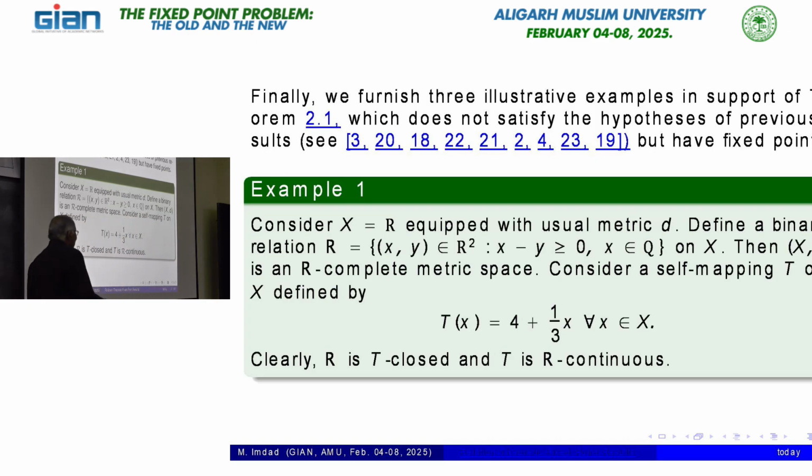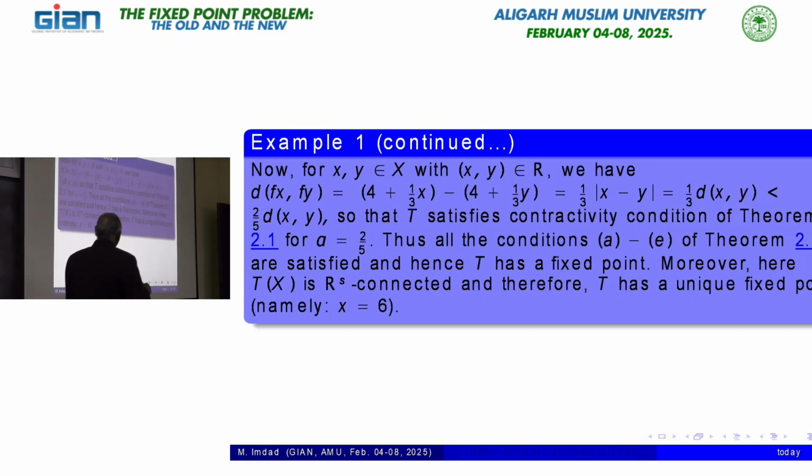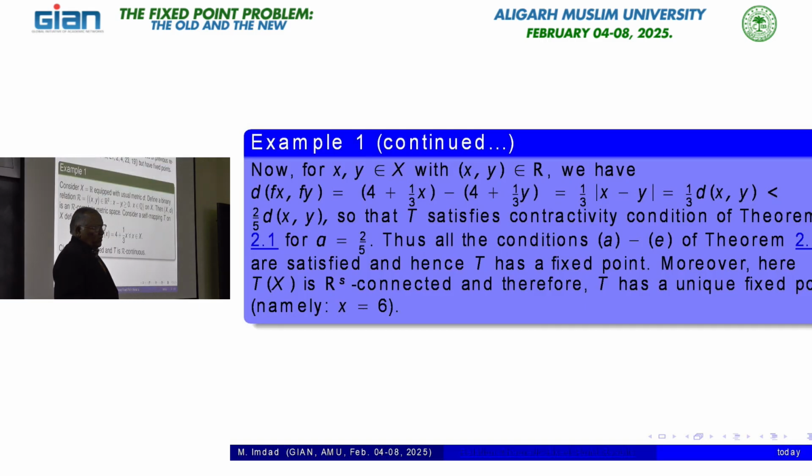And here is the first example. Here R is our natural setting, my binary relation is this, meaning x is equal to or greater than y, and this obviously partitions R, that is X cross X, into 2 sets, of which he chooses one part. And then you have our map here, that is T x = 4 plus 1 by 3 x. Clearly R is T-closed and T is R-continuous. And here you have the contraction condition, everything is okay. Now what we need to show is that T has a unique fixed point. Here you have the R-connectedness of this. You can very easily feel that this space T x is what?